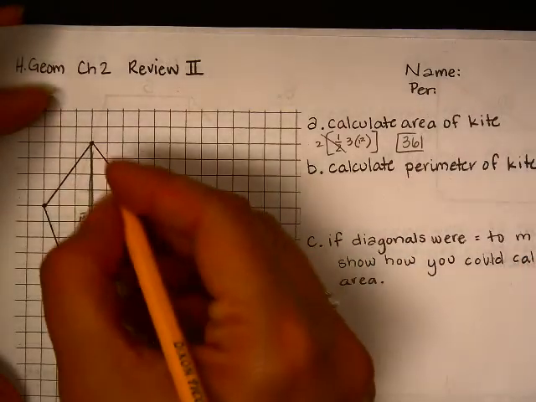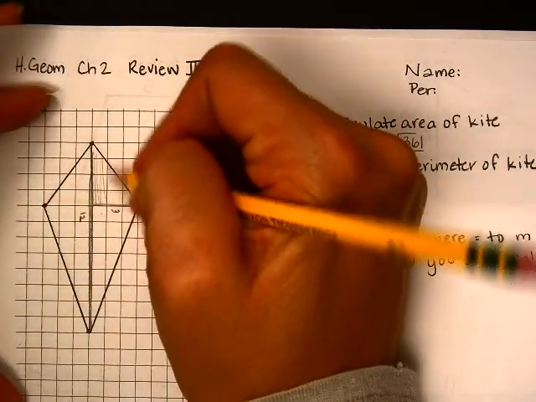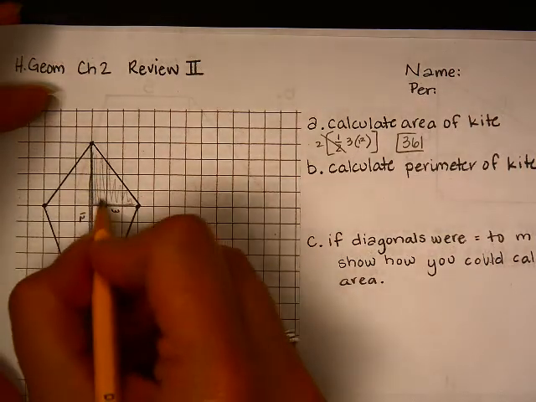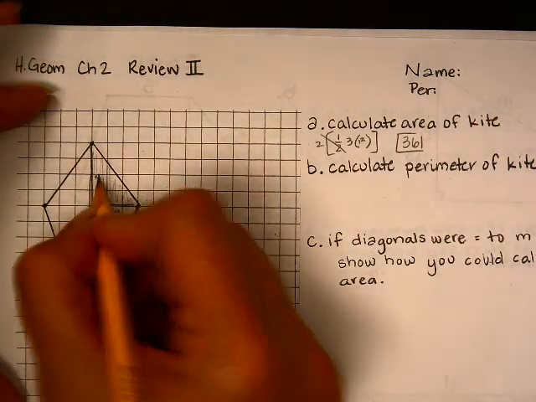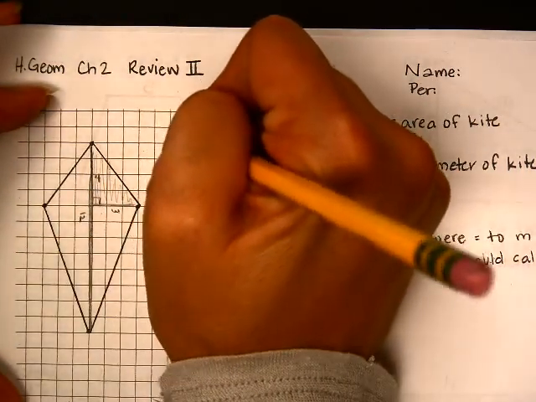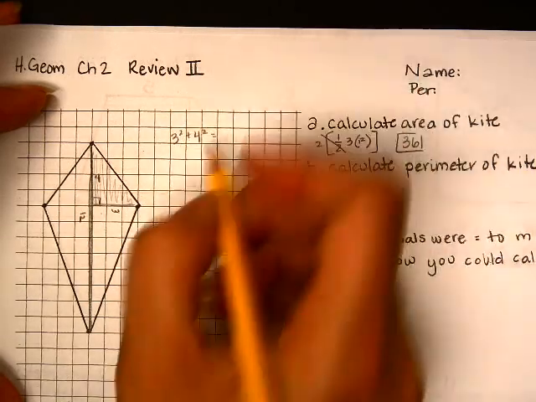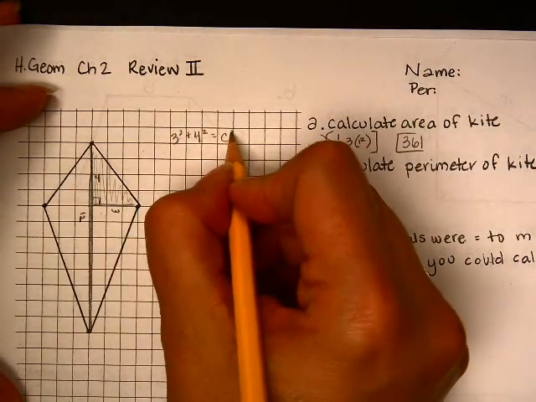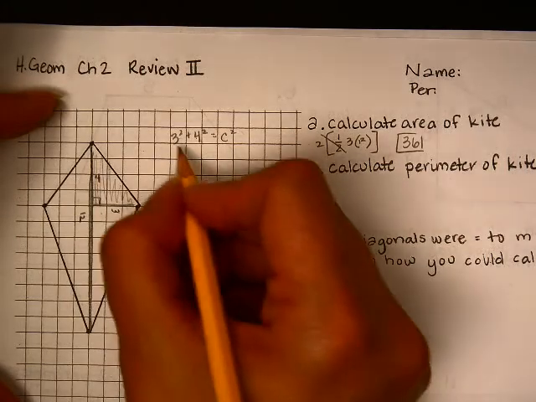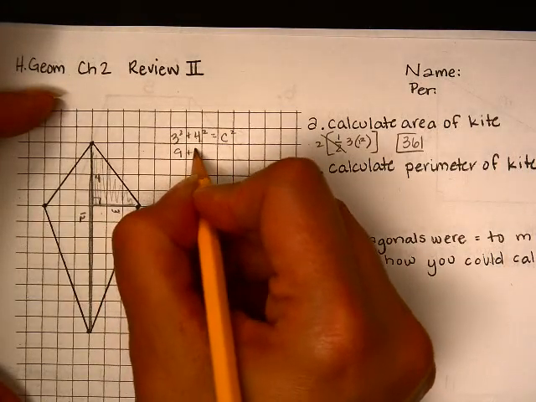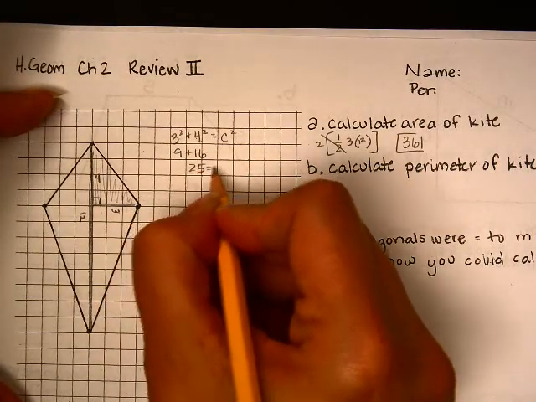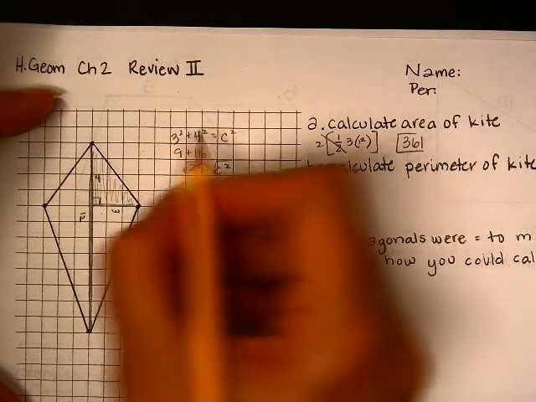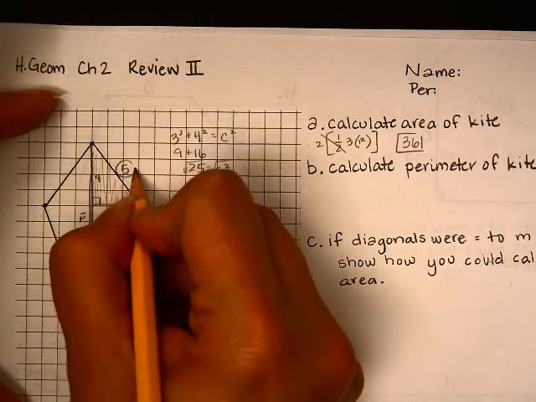Now the perimeter of the kite, I need to break it up into right triangles. So you see you have a right triangle here. You have a 3 here and a 4 here. Use the Pythagorean theorem. You do need to make sure that the two legs are the ones that you're adding together to equal the hypotenuse squared. So we end up getting that 9 plus 16, or 25, is c squared. Now that's not c. C is the square root of that, so that's 5.